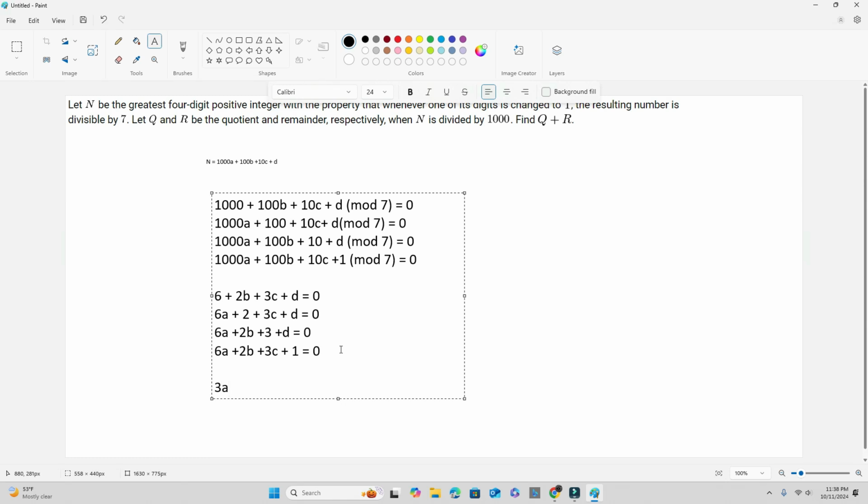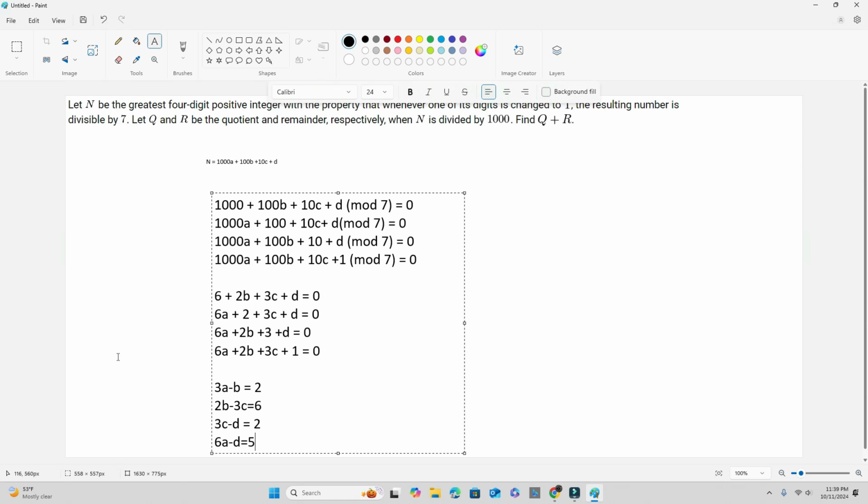3a minus b equals 2, then 2b minus 3c equals 6, then 3c minus d equals 2, then 6a minus d equals 5. And same as before, this is all given as mod 7. I'll probably write those on afterwards.